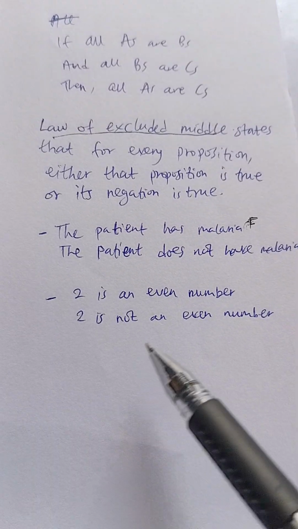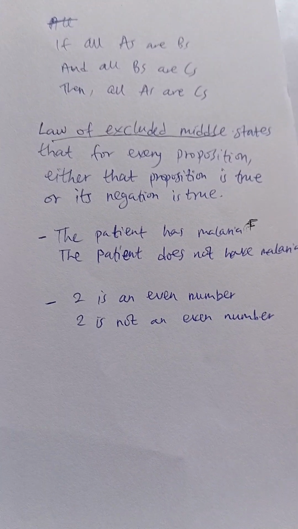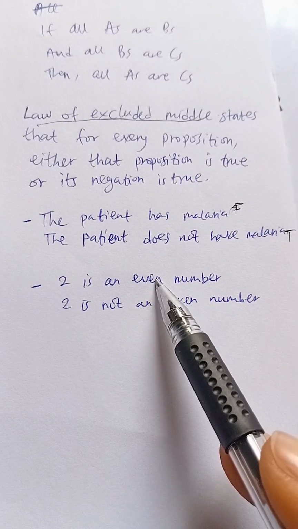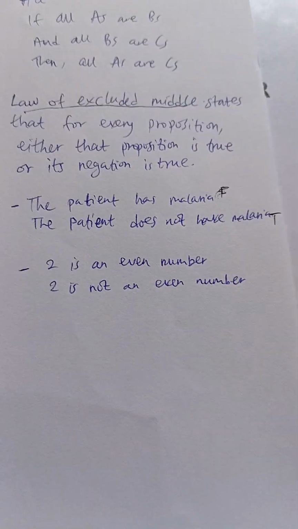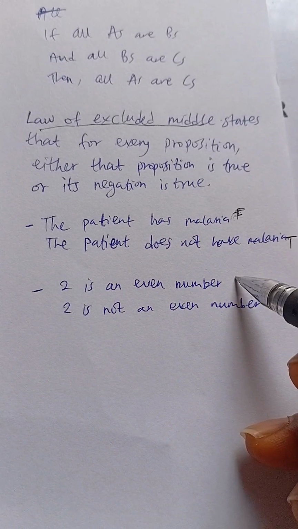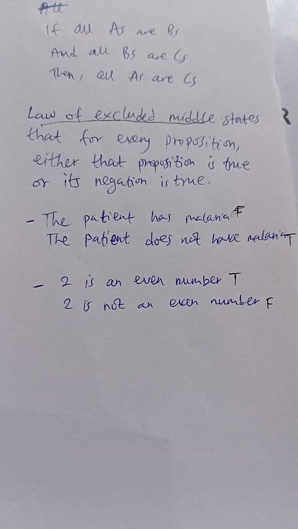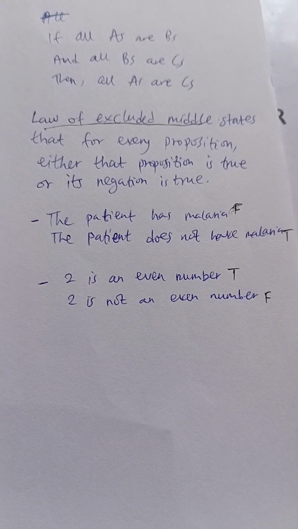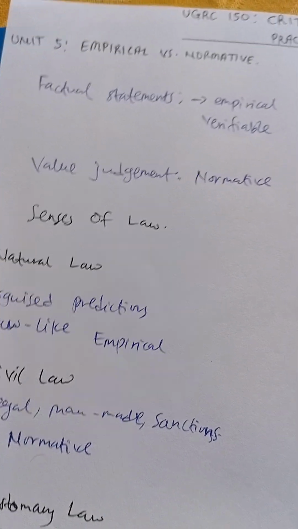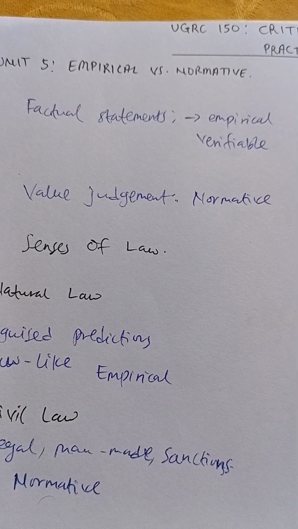Another example is here. 2 is an even number. 2 is not an even number. So this is the original statement. This is the negation of it. So which one is true? The original is true. This one is false. So that is the law of excluded middle. So this is unit 5, helping you understand the distinction between empirical and normative.